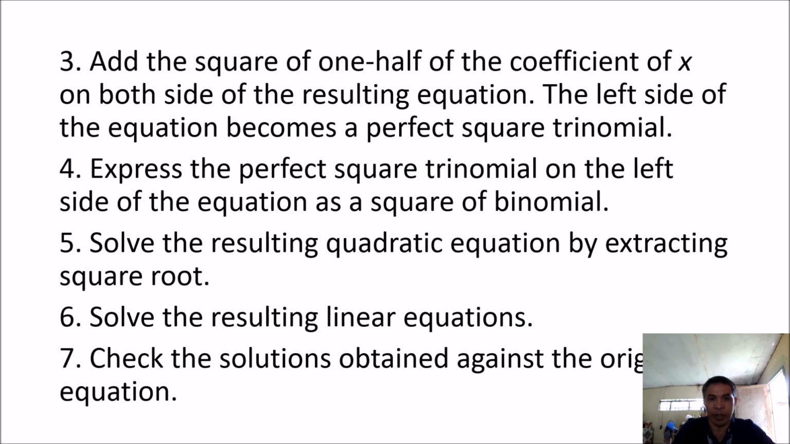Third, add the square of 1/2 of the coefficient of x on both sides of the resulting equation. The left side of the equation becomes a perfect square trinomial. Then fourth, express the perfect square trinomial on the left side of the equation as a square of a binomial.